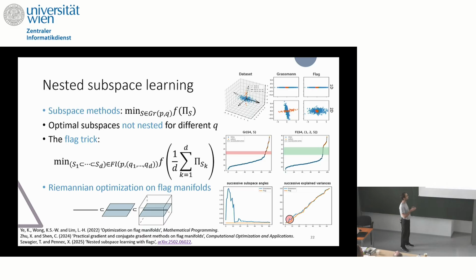And we propose to solve it by lifting the Grassmannian optimization problem to flag manifolds. We specify a sequence of dimensions we want to try. We use nested projectors, and we optimize over the space. This yields the so-called flag trick, which can then be performed with Riemannian optimization on flag manifolds. The preprint is out since this morning, so I invite you to look at it. Thank you very much.